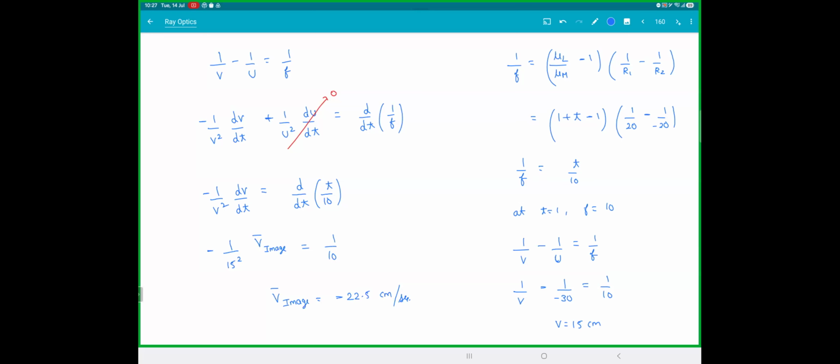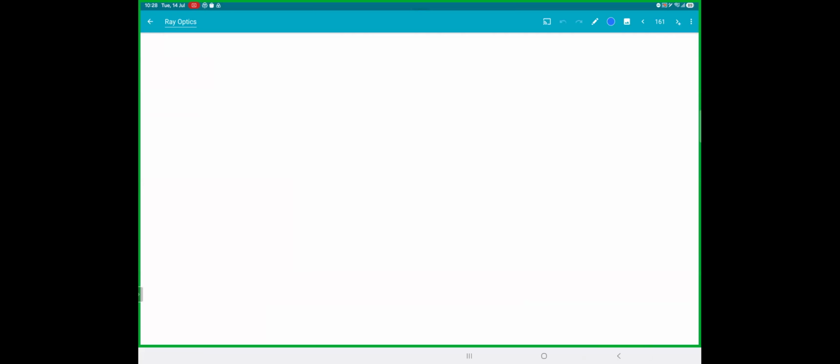Clear with the steps? So this is how you do. So it need not be always that standard thing. You can mess up things like this also. You can change the focal length. All clear with the steps? Let's see one more. Last one for the day.